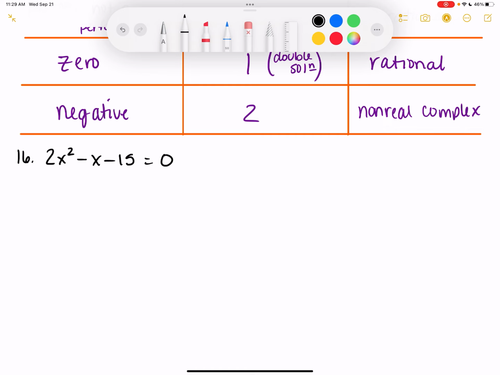So to use the zero factor property, we need to factor first, and then we're going to set each piece equal to 0. So what does this factor into? Or how do I go about factoring this? I'm going to be completely honest, I have no idea.